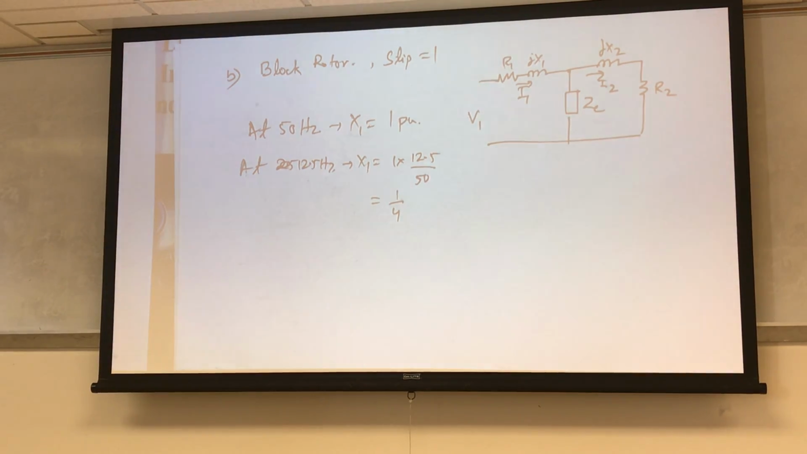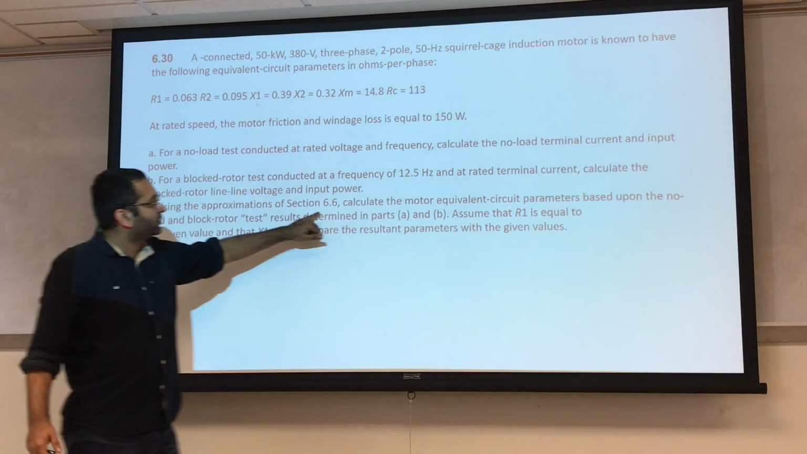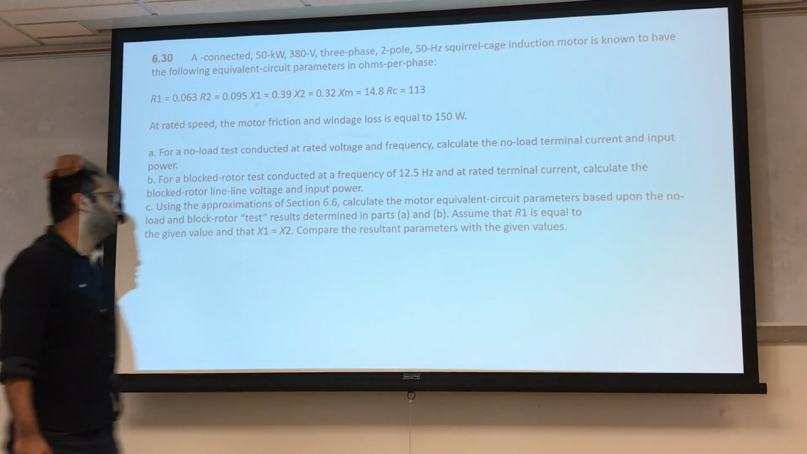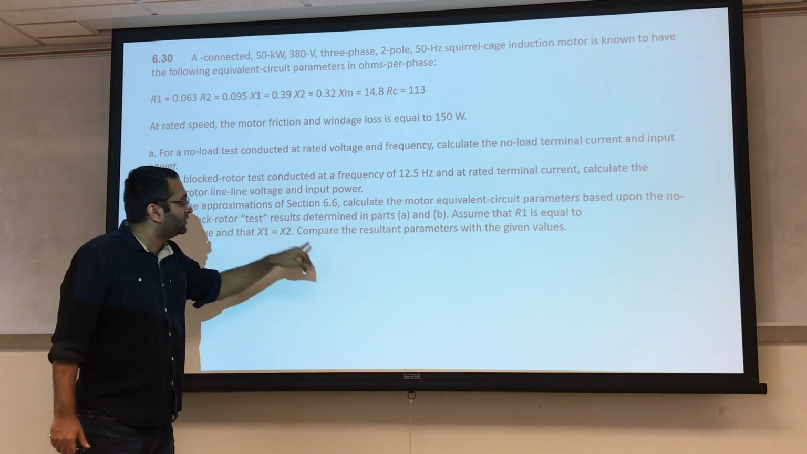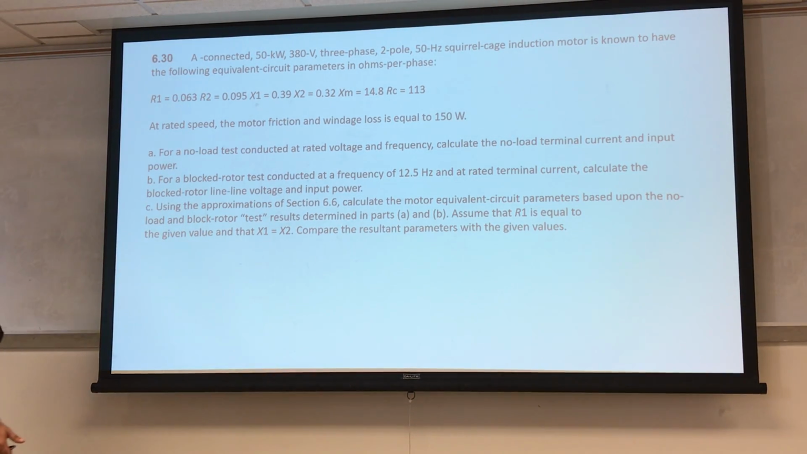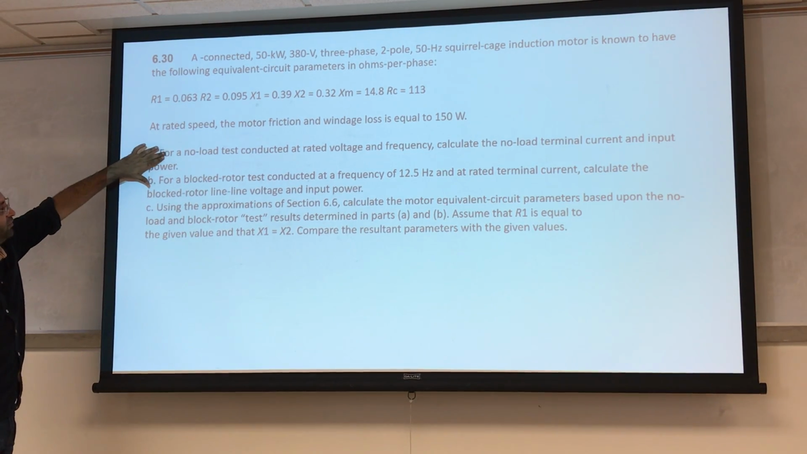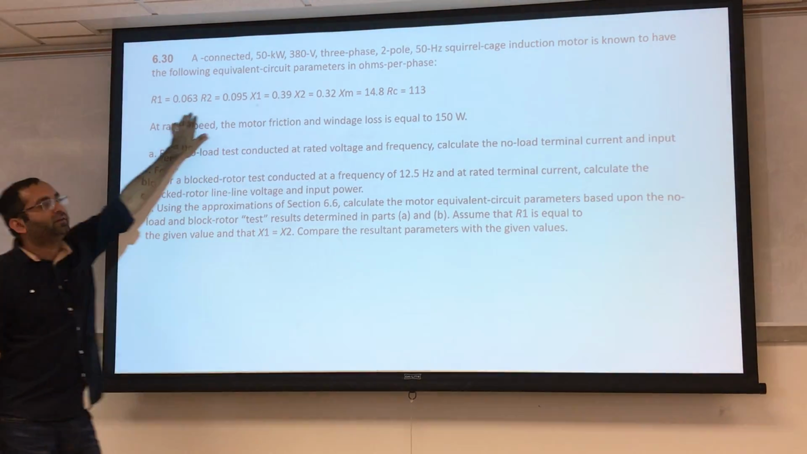So let's go to the last one, which is C, which is using the approximation of 6.6, calculate the motor equivalent circuit parameters based on the no load test and block rotor test, and compare the result. So it's actually asking you to use the values from no load test and block rotor test and find the equivalent parameters.